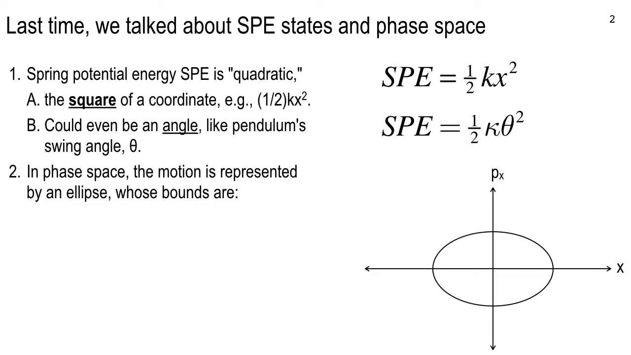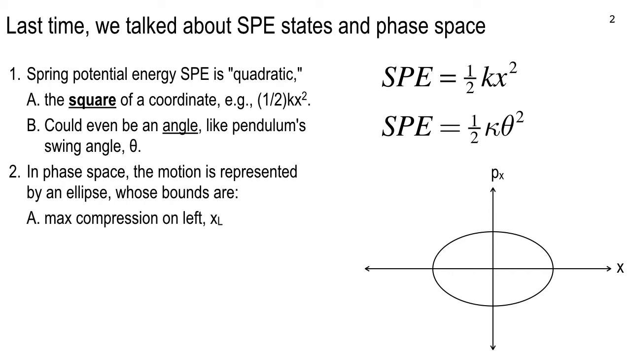Now, the thing I want to concentrate on for the first half of class today is phase space. And as we mentioned last time, the representation of the entire motion of an oscillator, Megan, can be represented as an ellipse in phase space. And I've got one mapped out here. The bounds of the ellipse are the following.